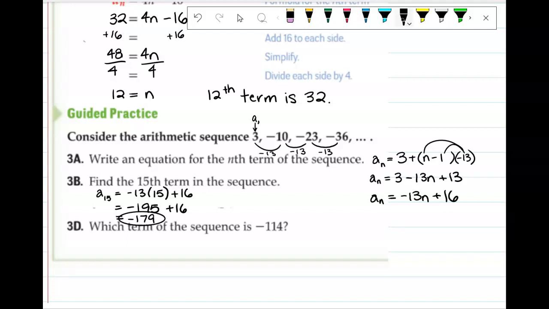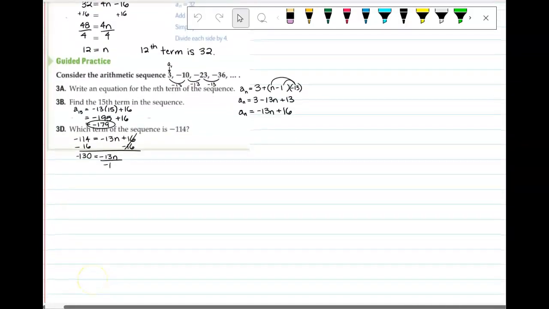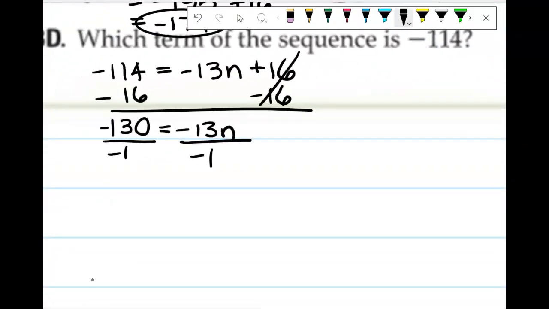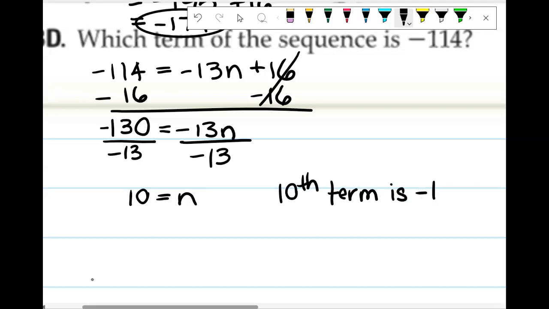Which term is negative 114? So now we know the term, we put it on the left side, and we take the right side of our formula and copy it. We need to subtract 16 from both sides, which is negative 130. Let's try this again. OneNote kind of shut down on me. Let me catch up to what I had written. 10 equals n, so the 10th term. That's what I was trying to write before OneNote got a little buggy on me. The 10th term is negative 114.